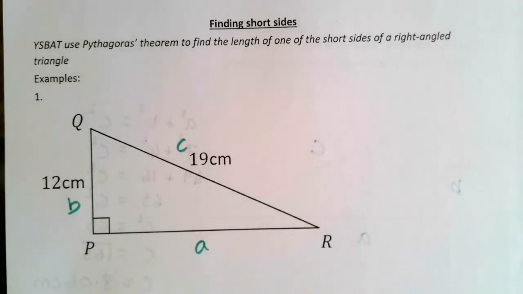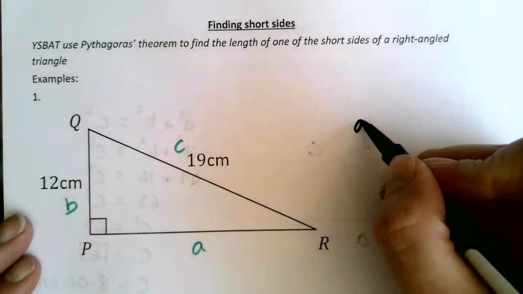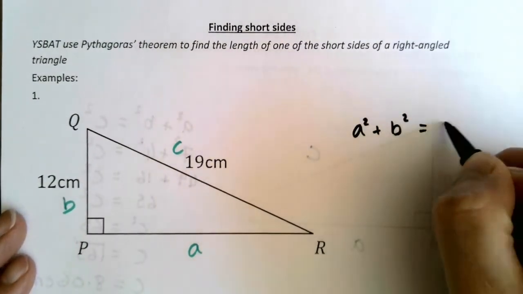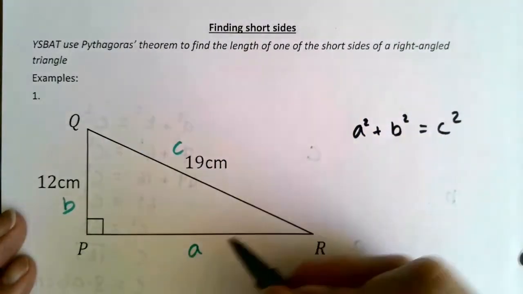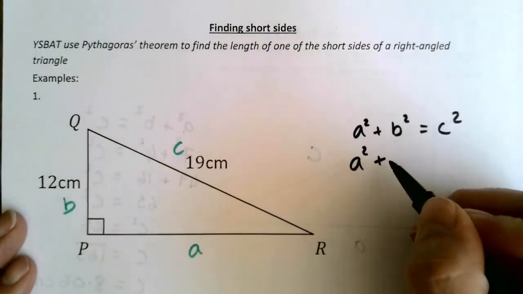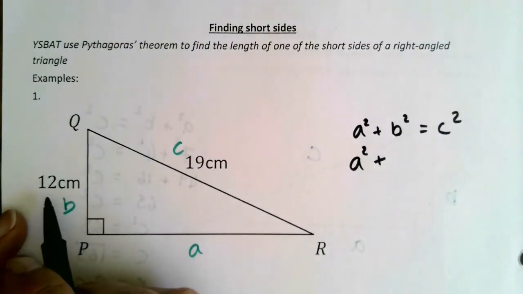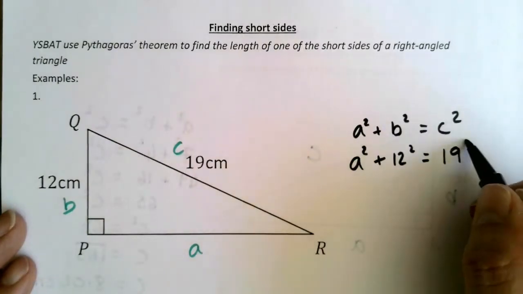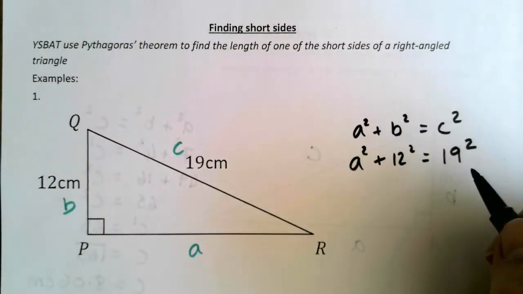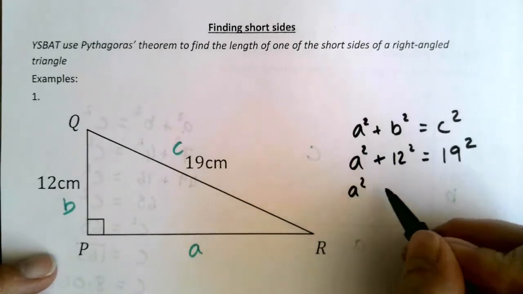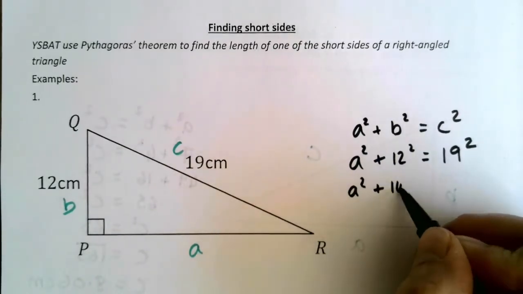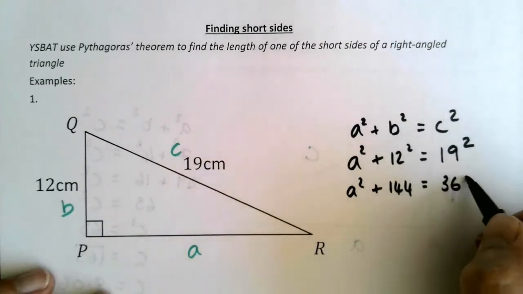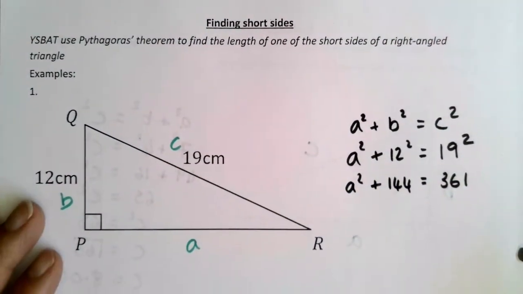Okay, now same as last time, start off by writing out Pythagoras' theorem. So a squared plus b squared equals c squared. A is the one we're looking for, so a squared plus 12 squared equals 19 squared. And then we can just fill in the values that we know. So a squared plus 144 equals 361. And now we're just left with a little bit of algebra.